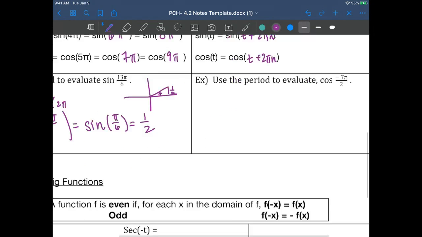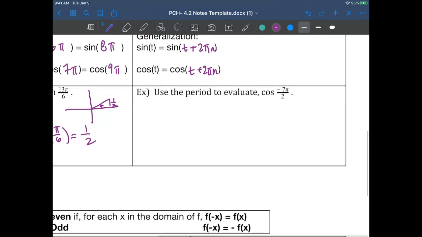Okay. All right, again, cosine of negative 7 pi over 2 is equal to the cosine of, see, we're dividing by 2 this time, so 4 pi over 2. How many times can I take out 4 pi over 2's?